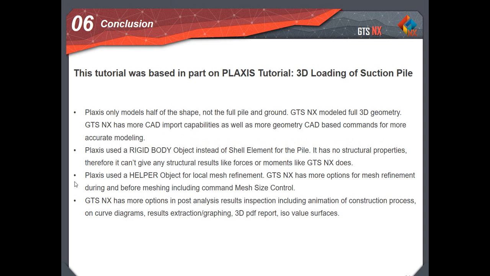And the other difference I mentioned was that they don't use any structural elements, they just use a rigid body. So the only results they can get are displacements and maybe friction in the interfaces, but nothing like we did for the shell element pile. They also needed help just to connect the meshes with their helper object, whereas we don't have that difficulty. And lastly, we saw how great GTS-NX is for its post-processor, how we can extract or visualize results, graph results, animations, videos, and all that.